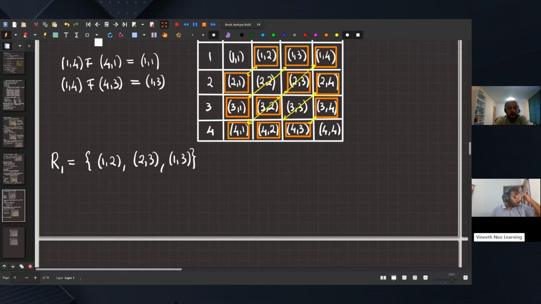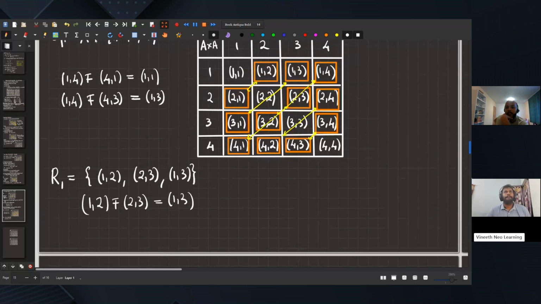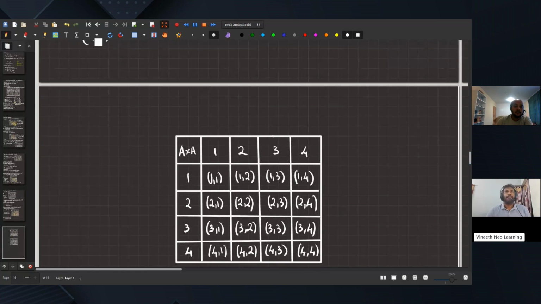Joe, what are the possible transitive products? 1 comma 2, 2 comma 3. It will give you 1 comma 3. Yes, 1 comma 2 multiplied with 2 comma 3 will give you 1 comma 3. Okay, then that's it.